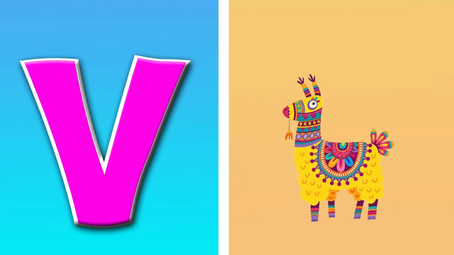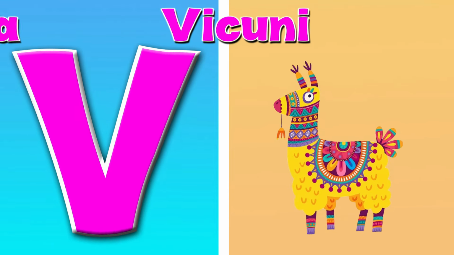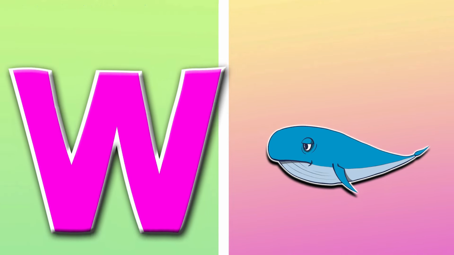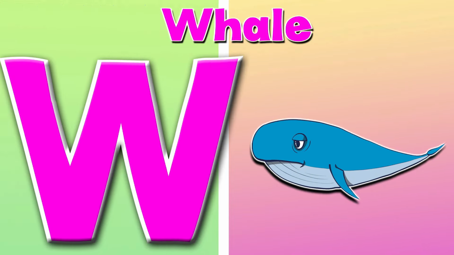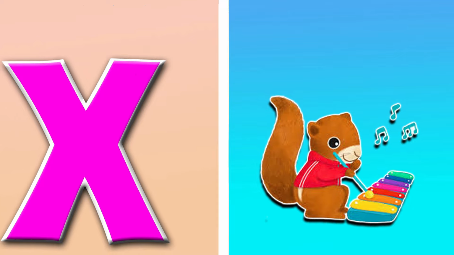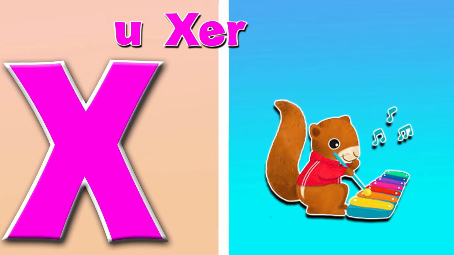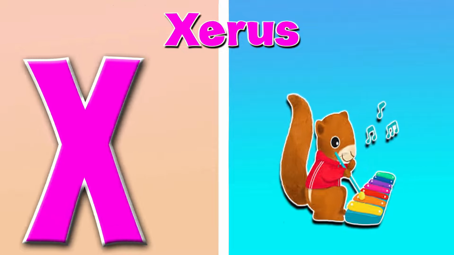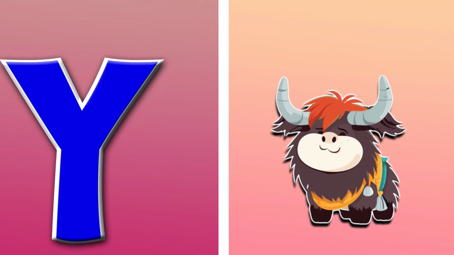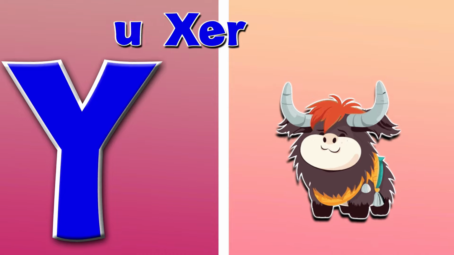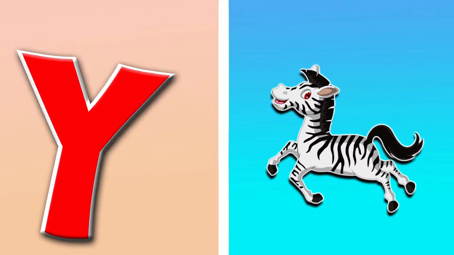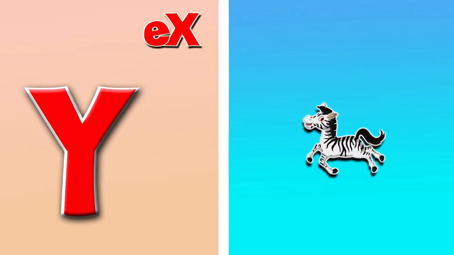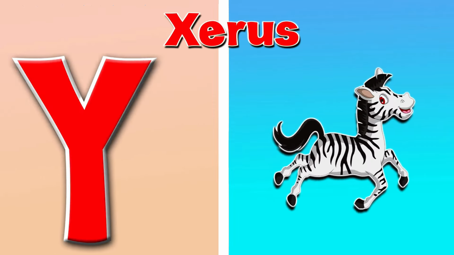V is for vicuña, v, v, vicuña. W is for whale, w, w, whale. X is for Zephyrus. Y is for yak, y, y, yak. Z is for zebra, z, z, zebra.